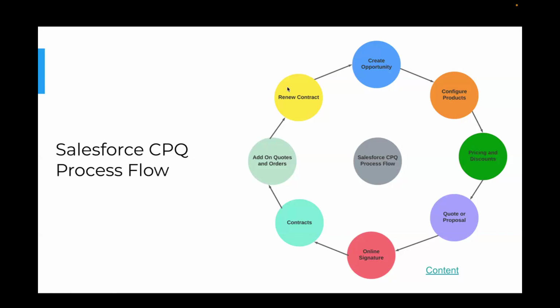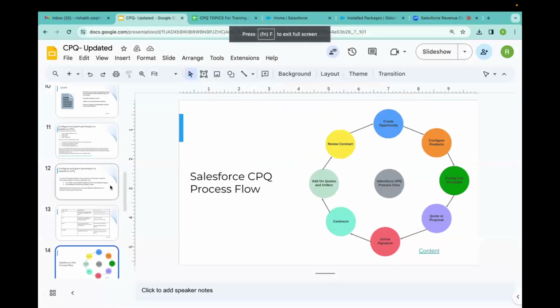And once the contract is renewed, a renewal opportunity would be generated. And once the renewal opportunity is generated, the same process will start again. From the renewal opportunity, we would be creating a quote, and the same cycle will go on again and again in the loop.